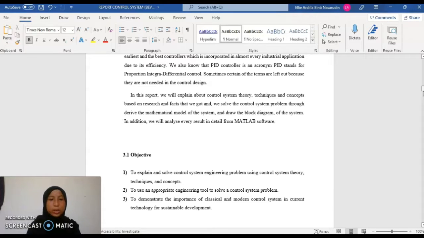So the objective of this project is to explain and solve a control system engineering problem using control system theory, techniques and concepts. We also use and incorporate an engineering tool to solve a control system problem, which is MATLAB. And we also aim to demonstrate the importance of classical and modern control systems in current technology for sustainable development.